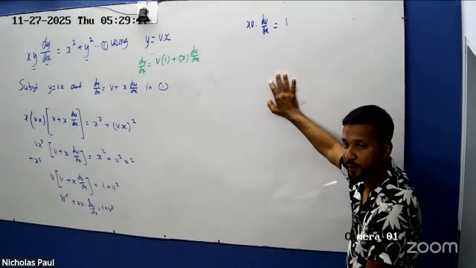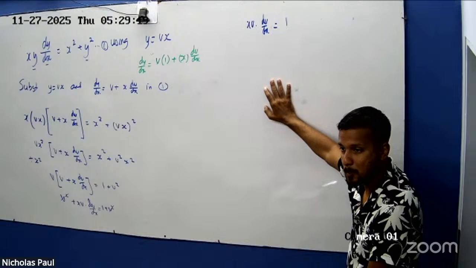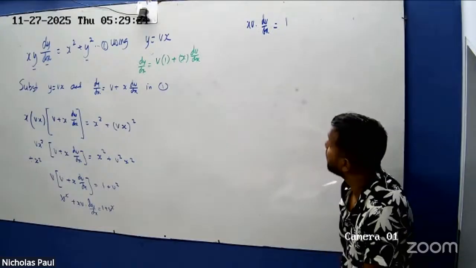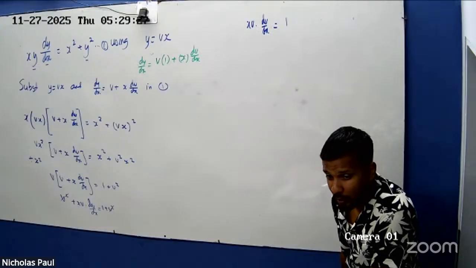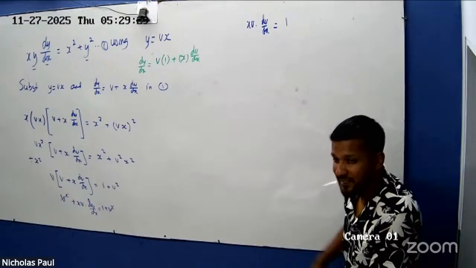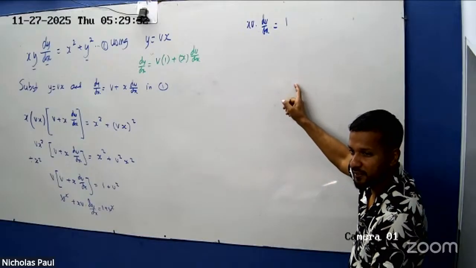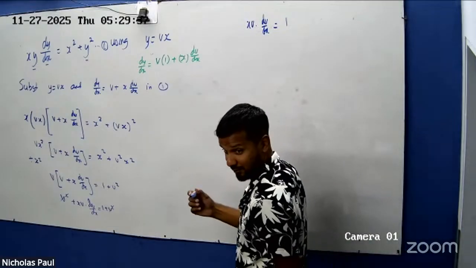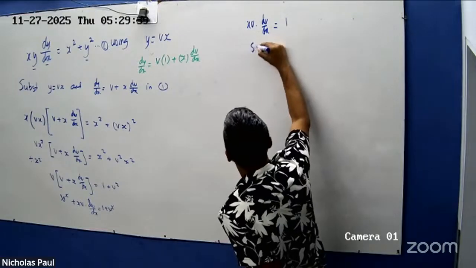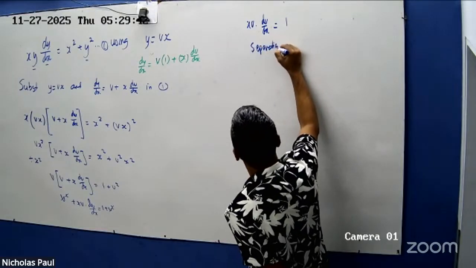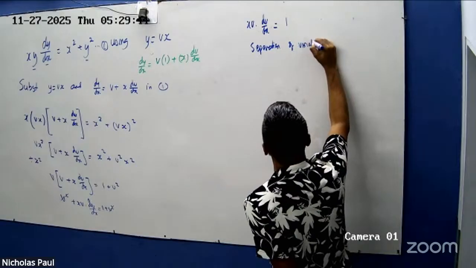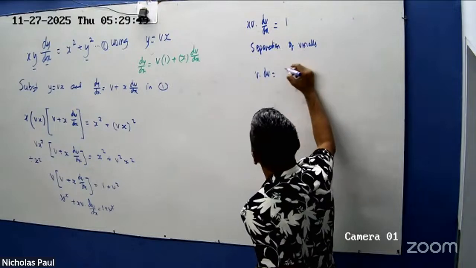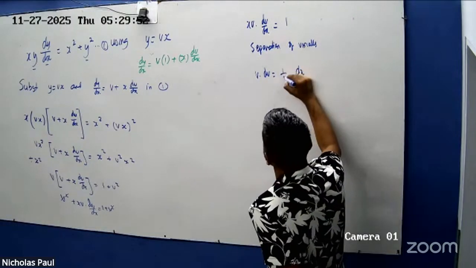What can I do when I reach here? Close. What technique could I use here to integrate this? Separation of variables. I could use something called separation of variables. So you carry across dx and carry across dx.